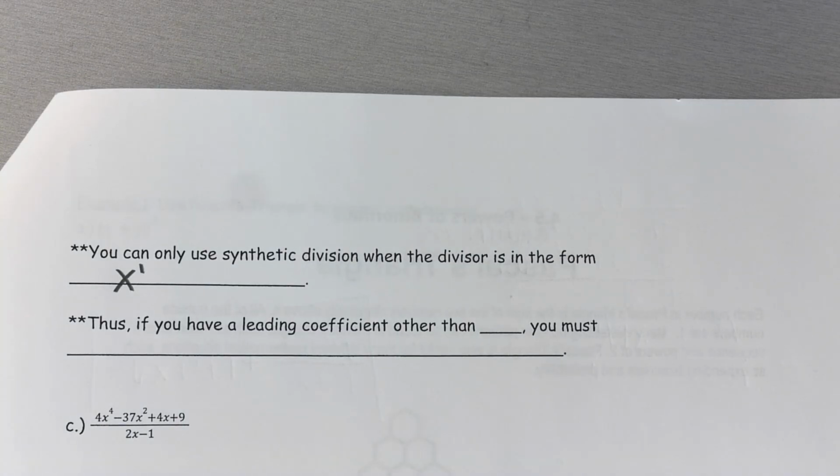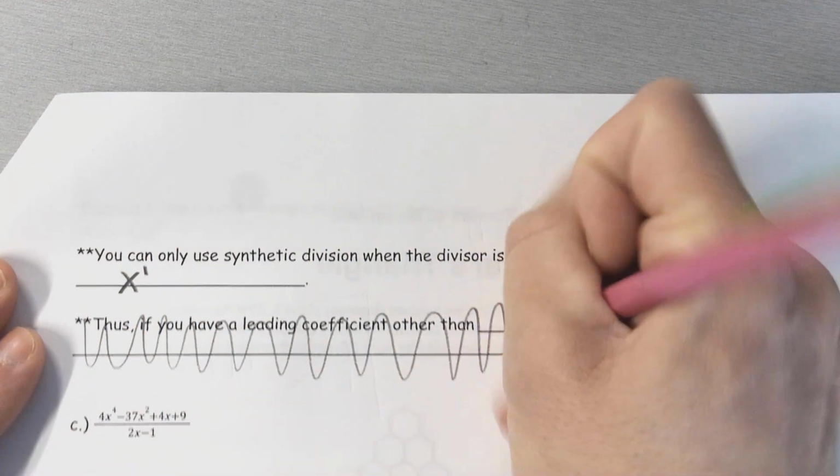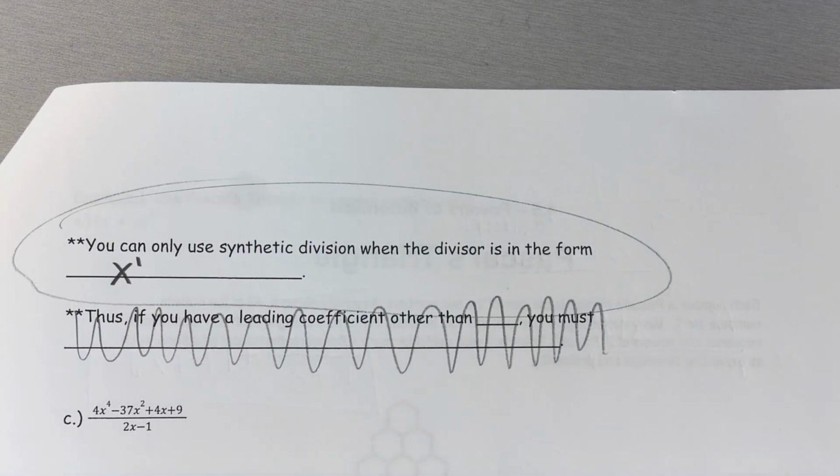it always works. Okay? I'm not going to talk about this piece. We don't need that. But we do need this. So again, please know that the only way you can do synthetic division is if you have an x to the first. All right, let's do 2 more examples. These are going to be the same type of problems.